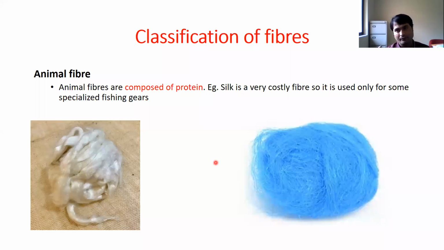Now the vegetable fibers we have completed. Now another natural fiber is the animal fiber. These animal fibers are basically composed of protein. Example is silk. This silk is very costly, and nowadays I think we are not using it, but earlier when there was no development of synthetic fibers, and if their production was more, people were using it in specialized fishing gears. So basically silk you have to remember as an animal fiber.